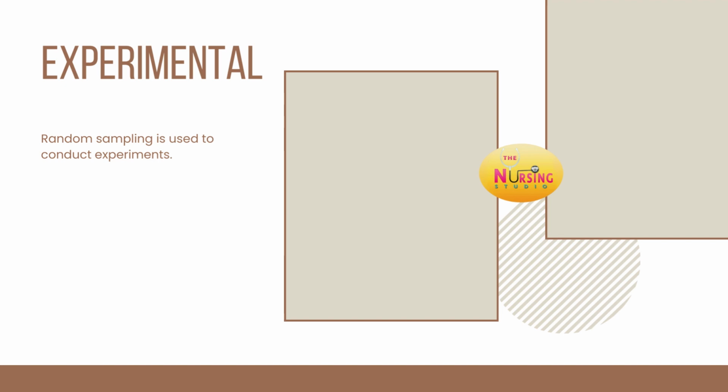All right, next term, experimental. So experimental, think, what are experiments? We're just experimenting, right? So random sampling is used to conduct experiments. So just randomly testing something, randomly experimenting. So experimental: random sampling used to conduct experiments. One more time. Experimental, random sampling used to conduct experiments.